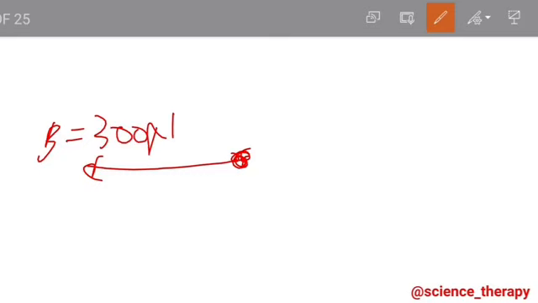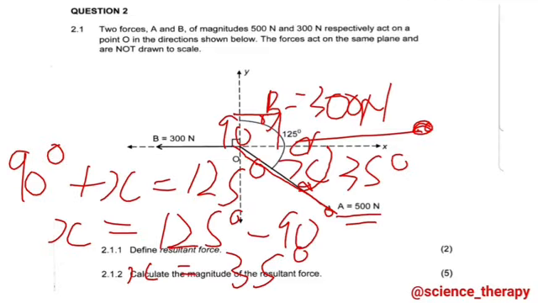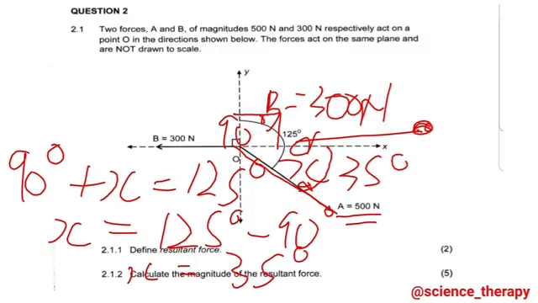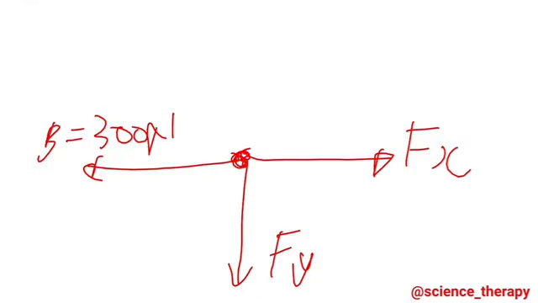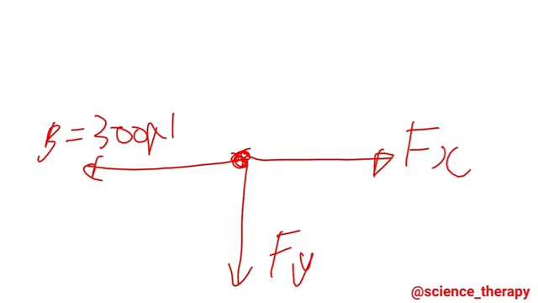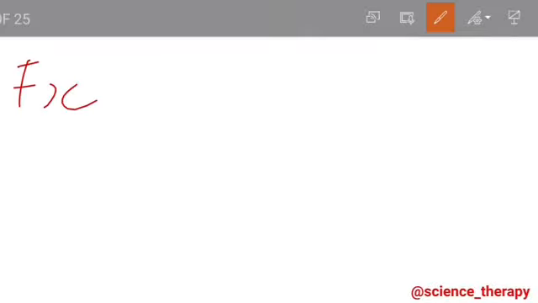Now let's move along. If we try to draw the vector diagram, we have B here. This is 300 Newton. And when we resolve this, since it's in the fourth quadrant, remember in terms of your horizontal movement, it's going to the left. And in terms of your vertical movement, it's going down. So we have Fx to the right and then Fy down. So it's going to the right, not left. So Fx to the right and Fy downwards. Now remember, we need to calculate the magnitudes of Fx and Fy.